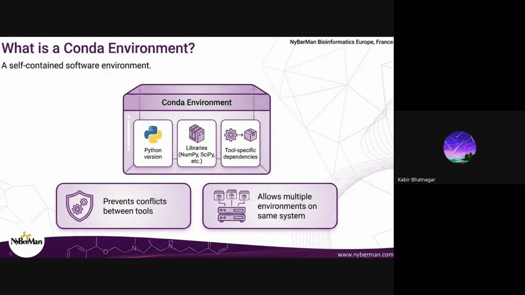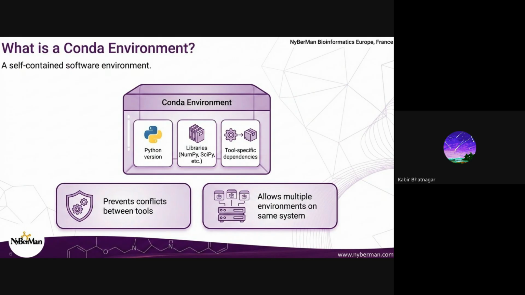For this particular example, there is one Conda environment shown here. It has its own Python version. Then it has its own libraries that are required for the tool that we're going to run in it. NumPy and SciPy are just some Python libraries that we use for data analysis. And then we have some tool-specific dependencies. Whatever more the tool requires us to install, we can install in that environment and work freely.